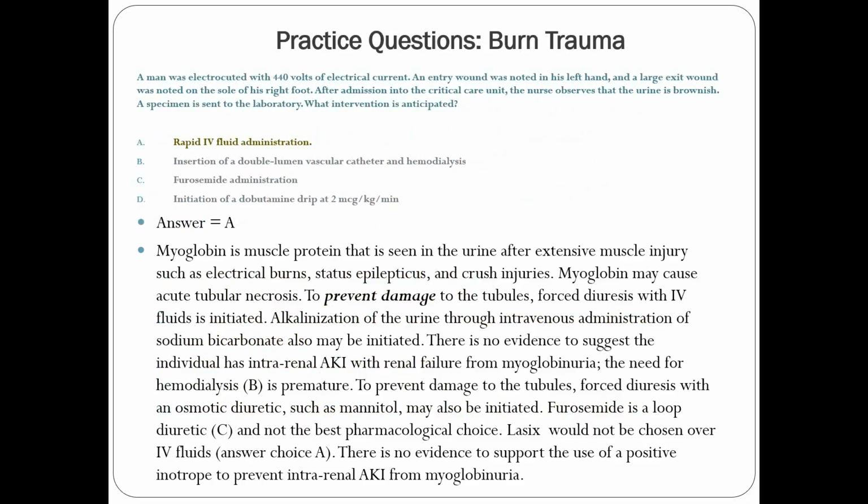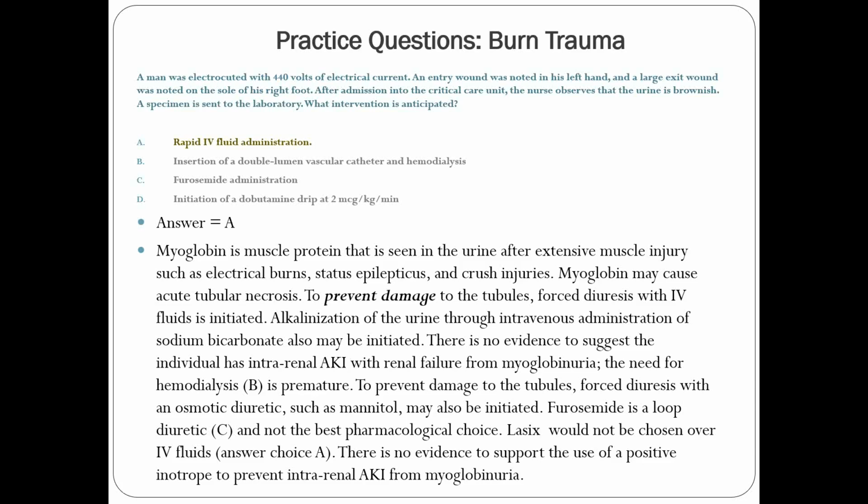When we look at the whole scenario, we see that the entry wound is in the left and the exit is on the right foot, which means that the current likely passed through a lot of muscle tissue. When that muscle is damaged by the electrical current, the muscle will break down. It's known as rhabdomyolysis, and what's released is myoglobin. Myoglobin is a large protein molecule that has to be removed through the kidneys, and it's kind of like a big pebble having to go through a very small stream. The way to get that pebble out and downstream is to give a lot of IV fluids.